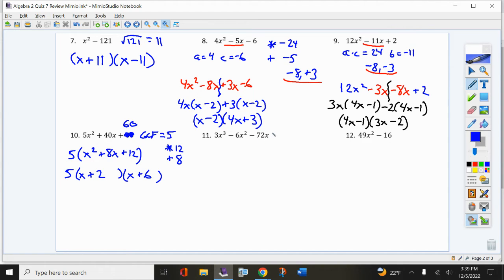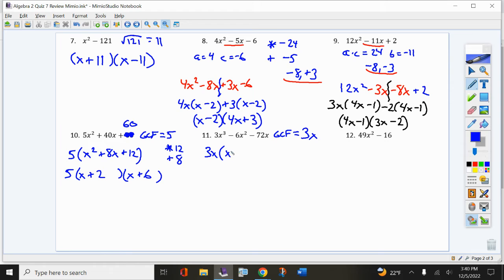On number 11, same thing. GCF is in play here. Notice that this is x to the third, so that's a clue that this needs something taken out. 3 goes into 3, 6, and 72, so 3 comes out, and I can take out an x. So 3x I can factor out.